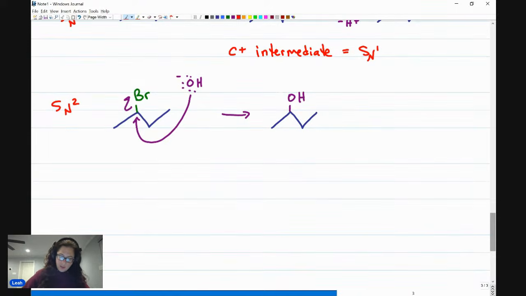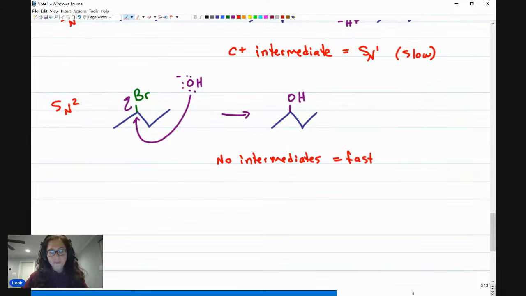A quick tip to help you remember here is there are no intermediates in an SN2 reaction, because this is a very, very fast reaction, where SN1 is a very slow reaction.